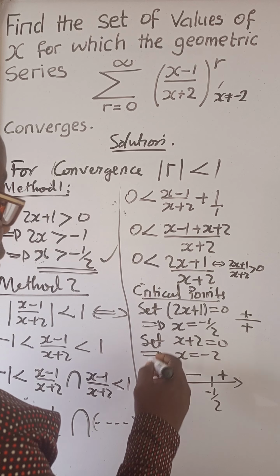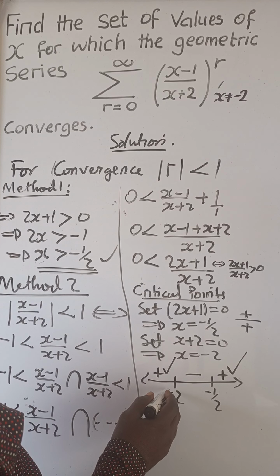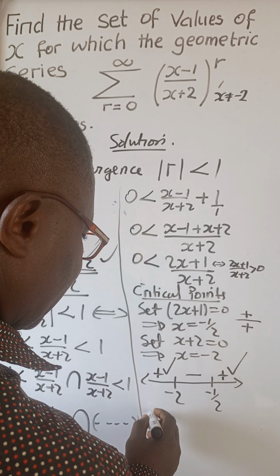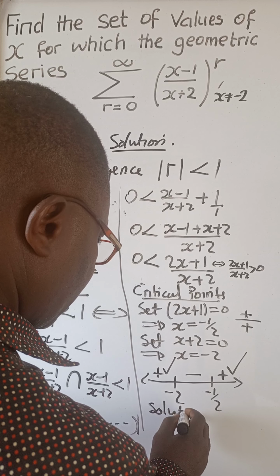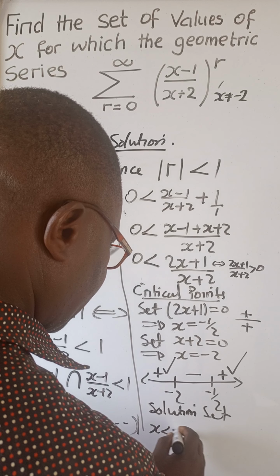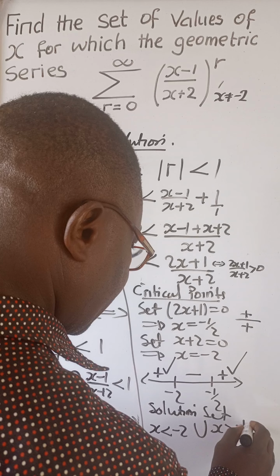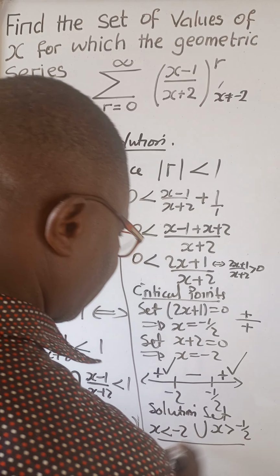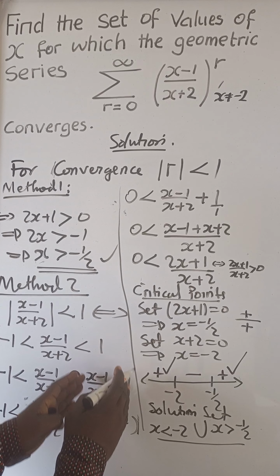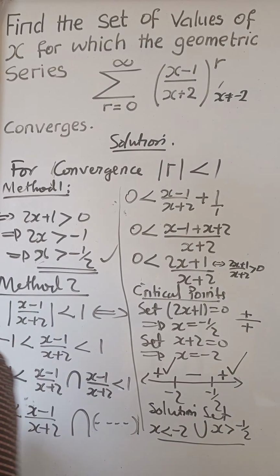Alright, like we said, our solutions will lie where we have positives. So our solution will be either x is less than negative 2 or x is greater than negative half. So the solution set here will be x less than negative 2 or x greater than negative half. This is our solution set for this part. Now let's do the analysis on this other part.